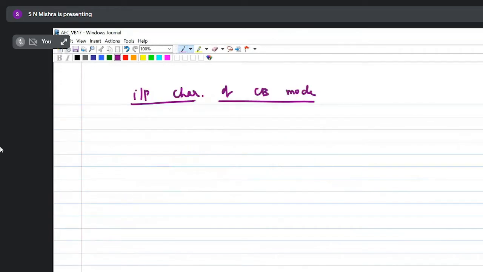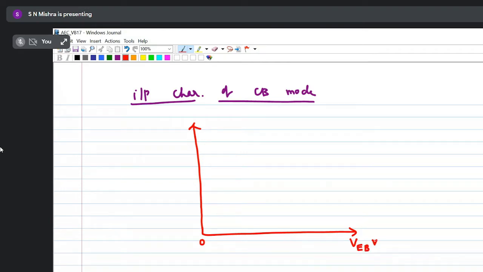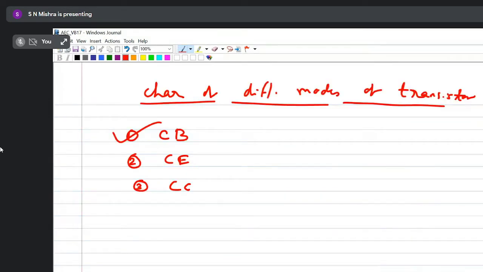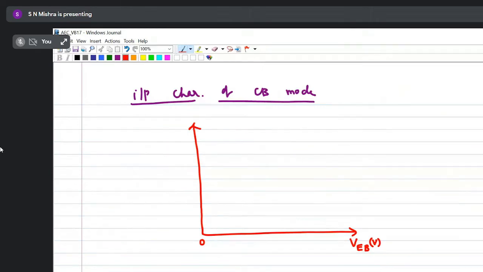So let us first plot the x-axis and y-axis. So this is my x-axis, y-axis, and this is 0. On the x-axis I will take VEB. See here, emitter is positive, base is negative, plus minus. So emitter potential is higher compared to base. So that's why I have taken here VEB on the positive side, and on the y-axis, what I want to measure is emitter current IE. IE in milliampere and VEB in volt.